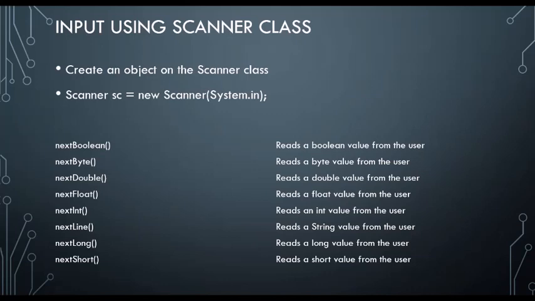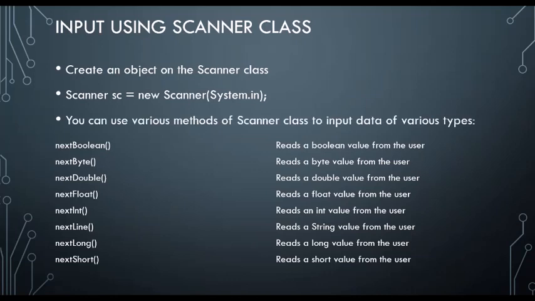Second is the Scanner class. So how do you use the Scanner class? Again, you create an object: Scanner sc is equal to new Scanner(System.in), a shorter version of the creation of the object as compared to the BufferedReader class. Now with sc, you can use all these functions: nextBoolean, nextByte, nextDouble, nextFloat, nextInt, nextLine, nextLong, nextShort. All these you can use to take input from the user.